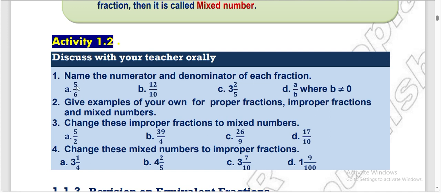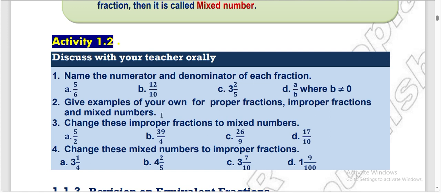5 over 6. 5 is less than 6, which means that the numerator is less than the denominator, so we call it a proper fraction. This one is 12 over 10. The numerator is greater than the denominator, so it is an improper fraction. 3, 2 over 5, which means a mixed fraction. This one is a proper fraction with a whole number, so it is known as a mixed fraction. A over b, where b is different from 0, is a normal fraction.